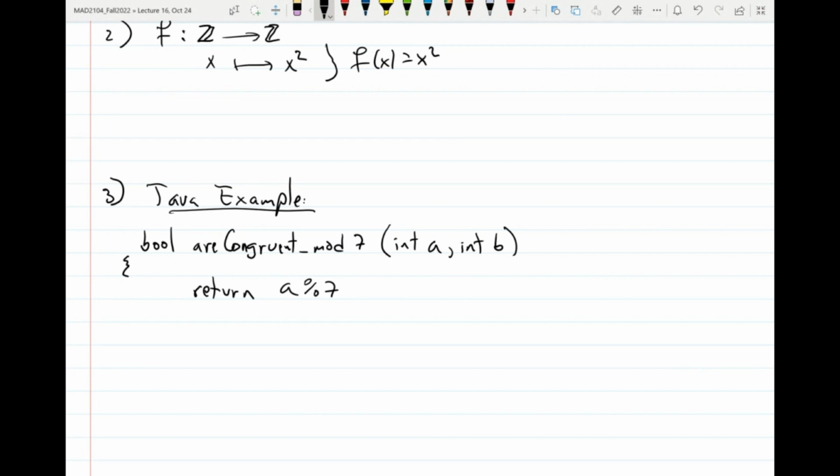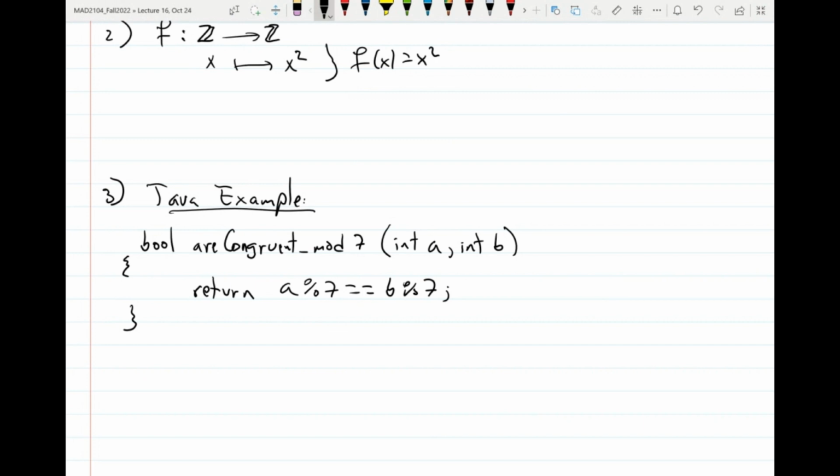Everybody okay with this? So we just return this comparison. So this guy equals this guy. In other words, all you do is compute the remainder here, and return the result of this comparison. If they are equal, it's going to return true. If they are different, it's going to return false. Everybody okay with this? The point is that this is also a function.